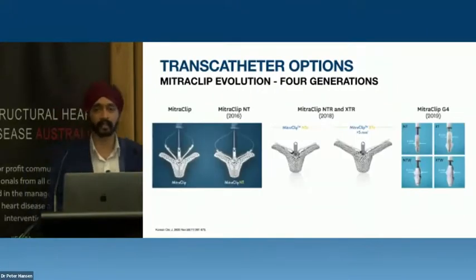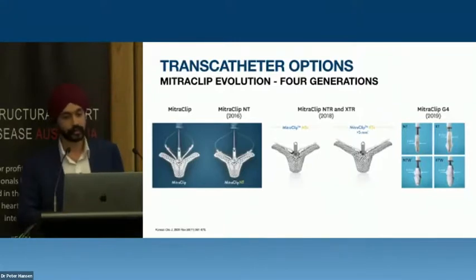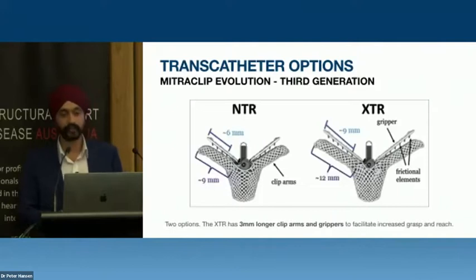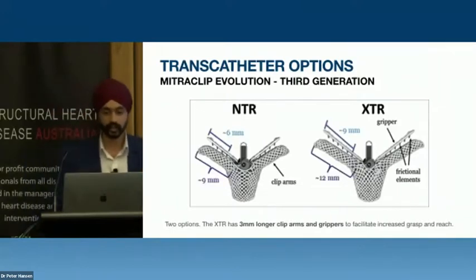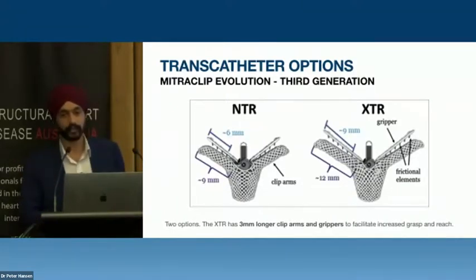In terms of the mitral clip, which we have the most experience with, we're now at the 4th generation of the mitral clip. We started off with the classical mitral clip, which you can see on the left, and over generations, it's improved. Currently, what we have available to us in Australia is the 3rd generation mitral clip. And the 3rd generation mitral clip was the first one which included 2 sizing options. So there's the NTR and the XTR.